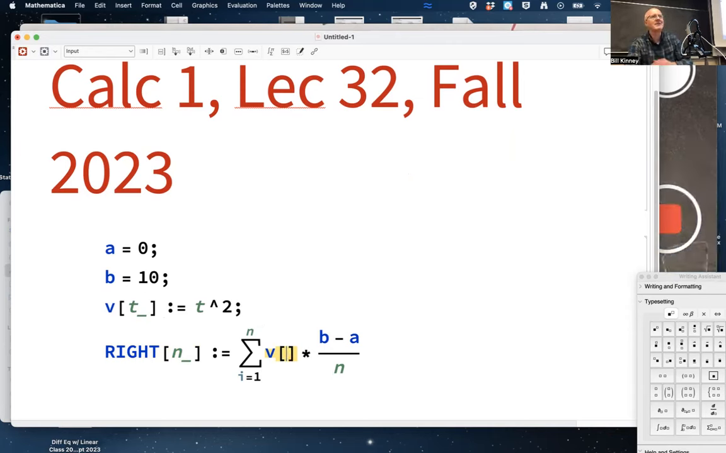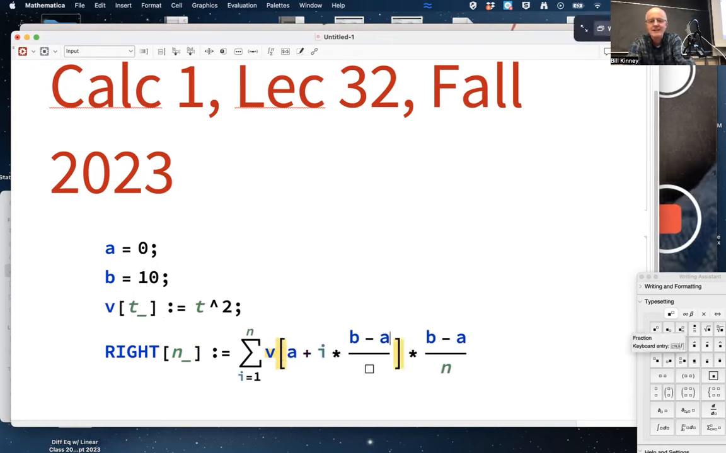Whatever I put inside the v has to depend on i, because i is what's changing here. The delta t right there, b minus a over n, is not changing. Whatever n is, that's a fixed number. That's the base of each rectangle. These things are the heights. But what should go in there? It's a bit tricky. I'll write the answer, then I'll explain it. It's a plus i times b minus a over n. That's kind of complicated.